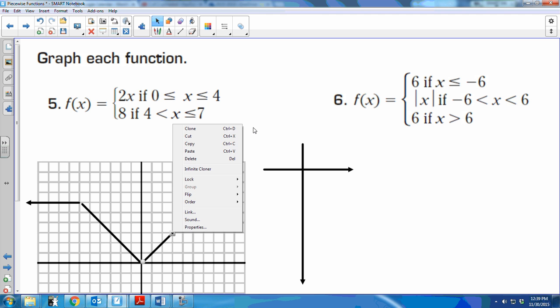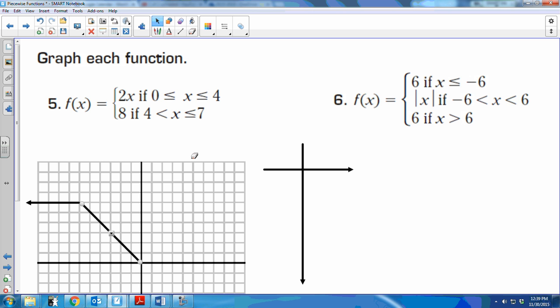It says f of x equals 2x if x is between 0 and 4, and 8 if x is between 4 and 7. Now, there's a lot of things I'm assuming you know from other algebra classes, other math classes. But A, you know how to graph lines, generally. B, you know what these inequality symbols mean, and know which ones are associated with open and closed circles. I'm assuming you know how to make a table if you need to in order to graph a line or anything. So I'm going to be doing a bunch of those things. If you're confused about what I'm doing, just make sure you ask questions. I'm assuming you know them, but if you get lost, just let me know.